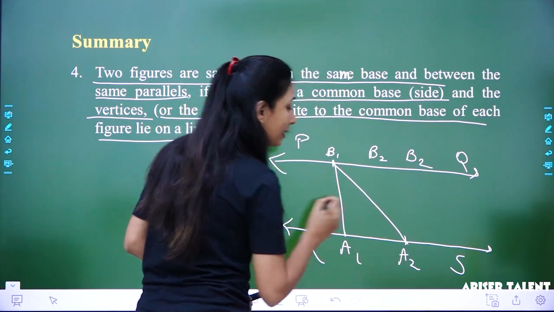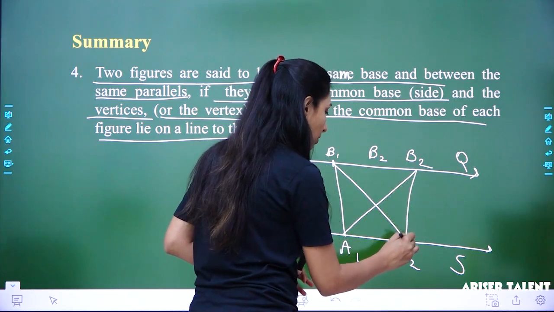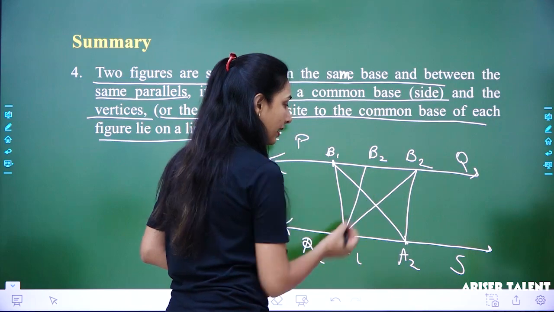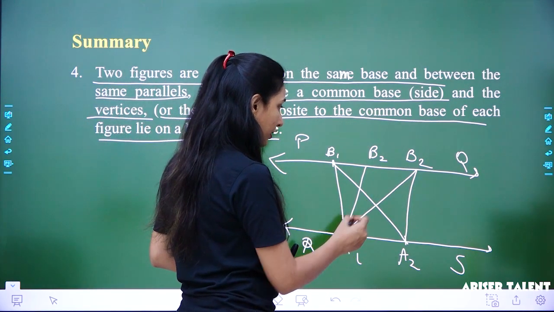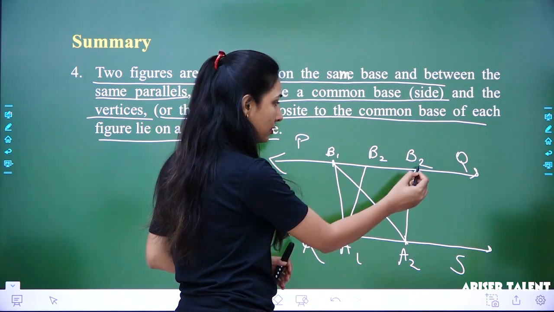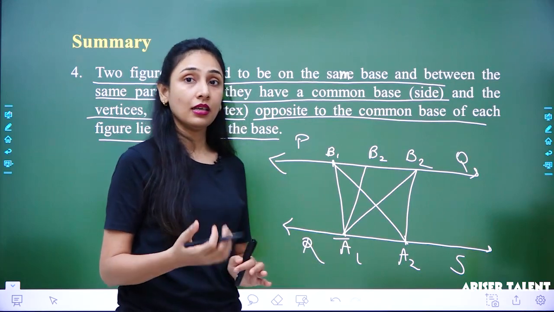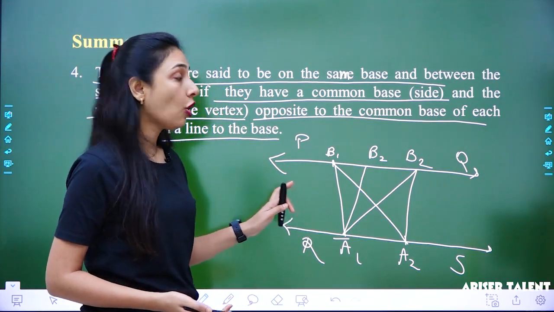Okay, I can make this triangle over here. I can make this triangle over here. I can make a parallelogram here. Let's suppose these two lines are parallel. So I can make a parallelogram here, or I can make a trapezoid here. The trapezoid will be this. All right, so all these figures are said to be between the same parallels and having the common base.